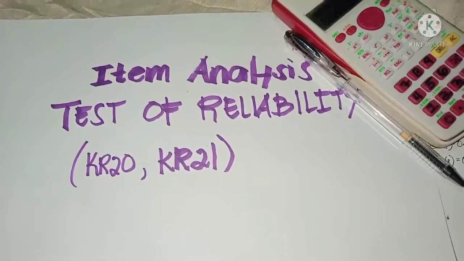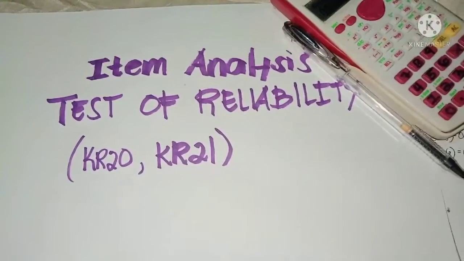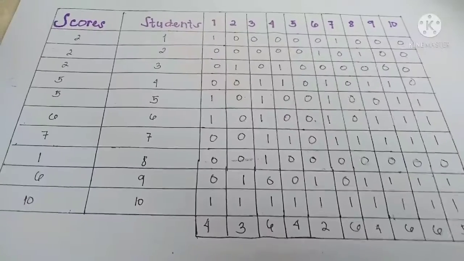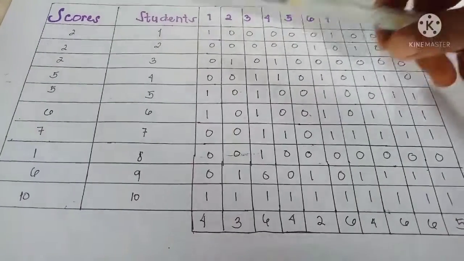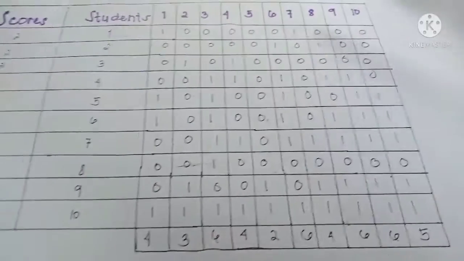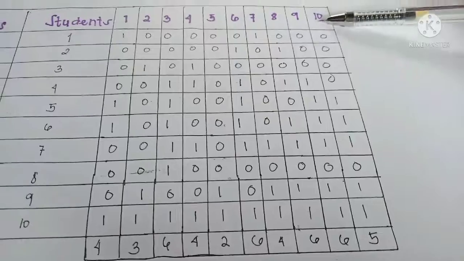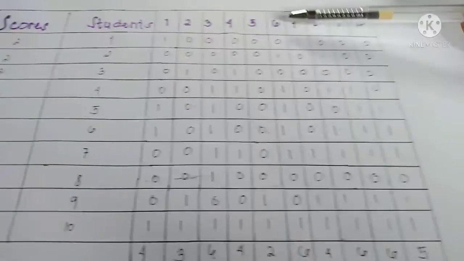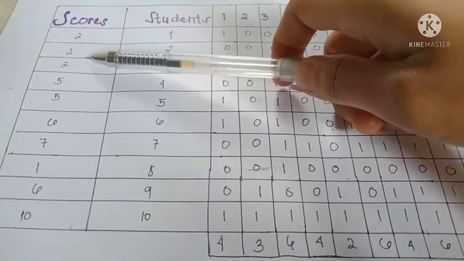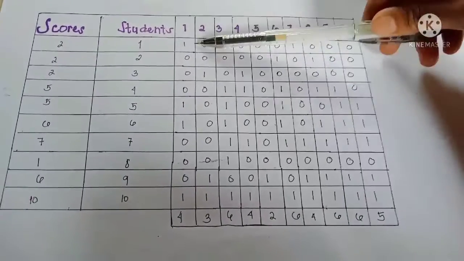I will present to you the item analysis test of reliability, or KR20, KR21. In our gathered data, we have here our students, the total number of students, and the total items of the questions provided in our exam, and also the results of our students who got the correct answers, which are their scores. And at this part, we have here 1 and 0.